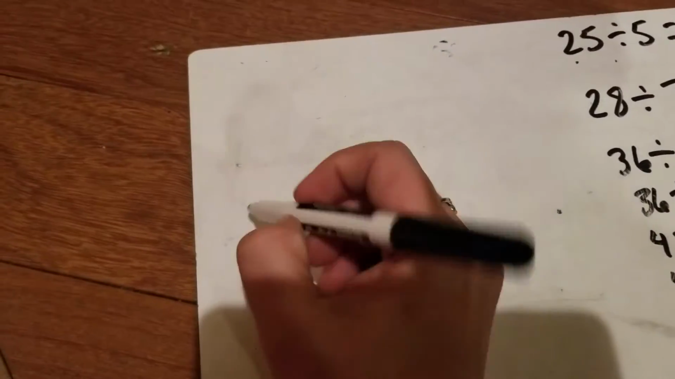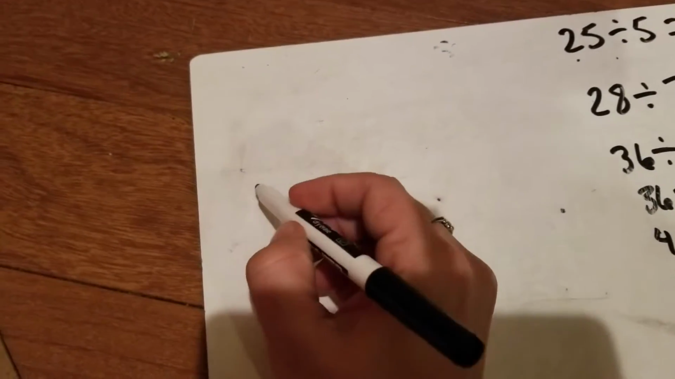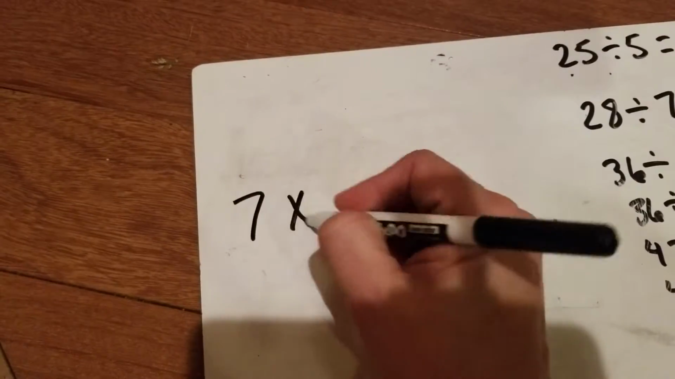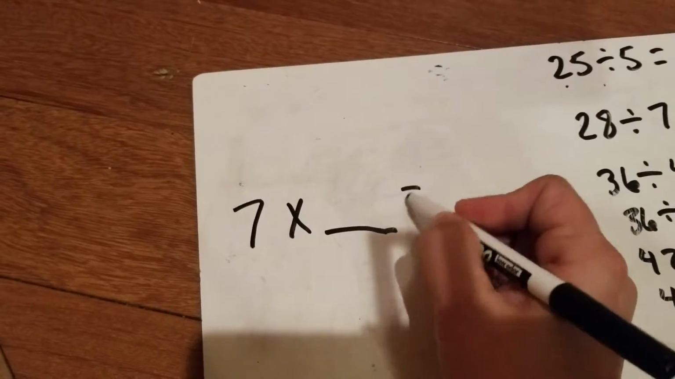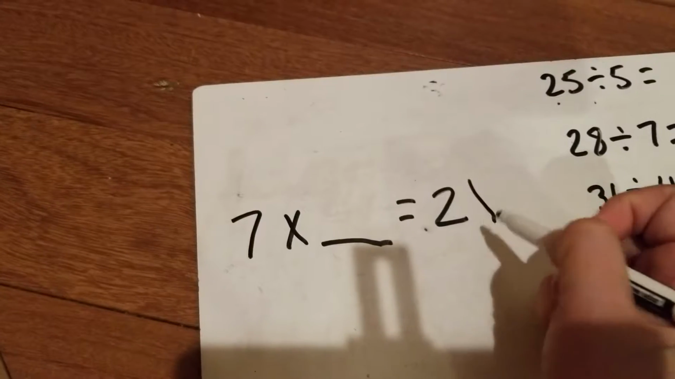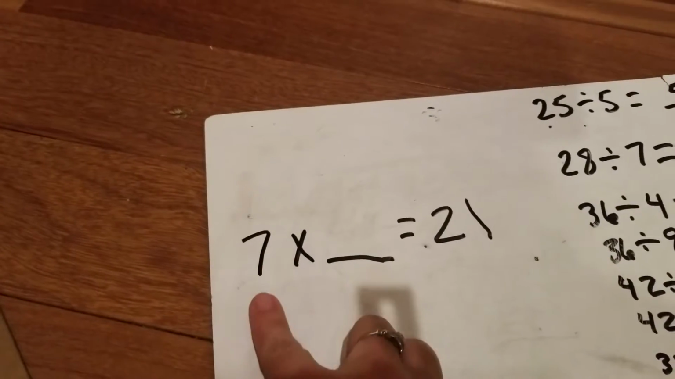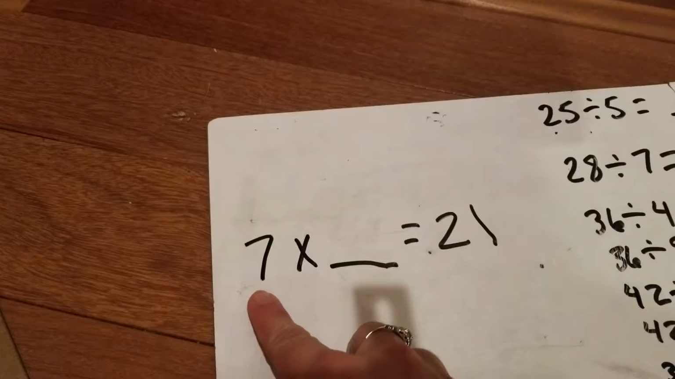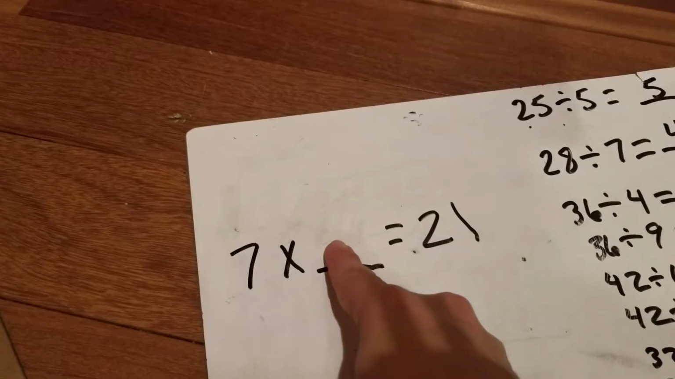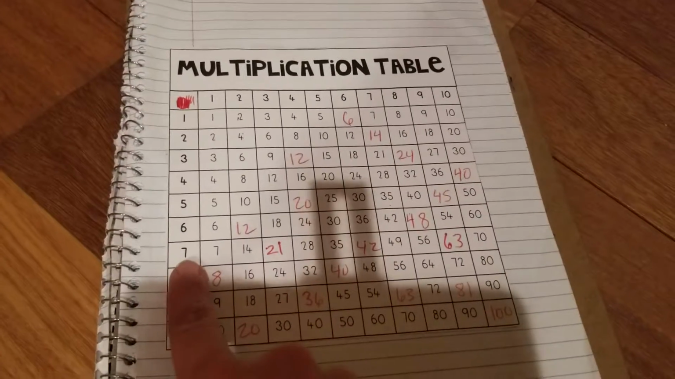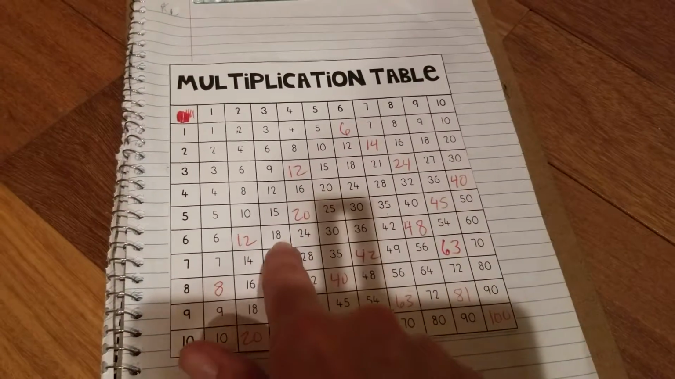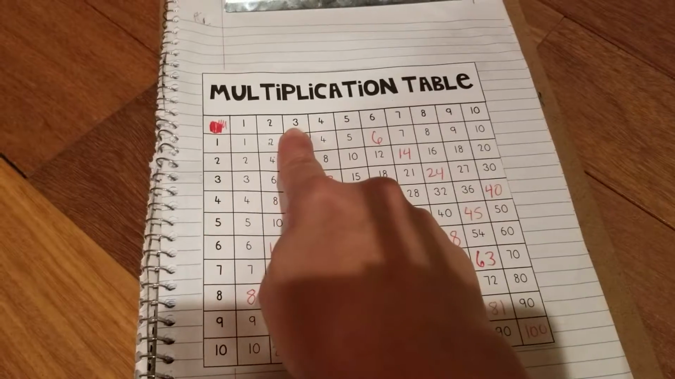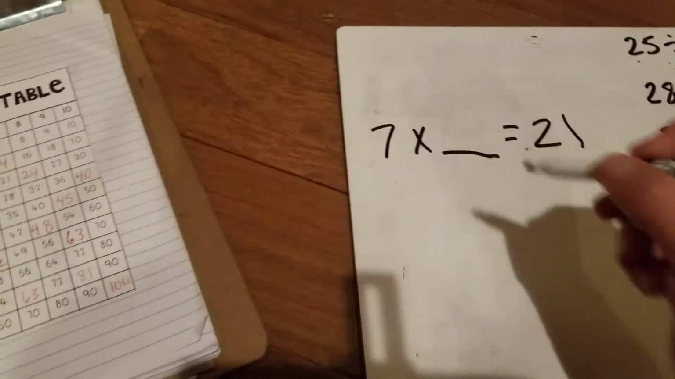Sometimes division is written like a multiplication problem with a missing factor. So it might say 7 times something equals 21. So if it looks like that, then you're still looking at the 7th row, find 21, and figure out what times 7 equals 21. So find the 7, find the 21, look straight up. What times 7 equals 21? 3. That's still division.